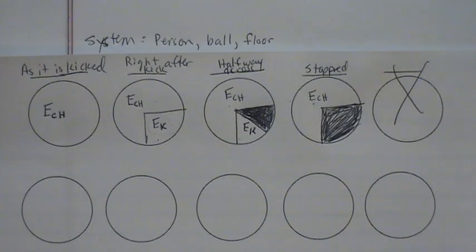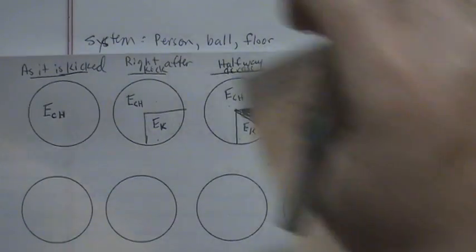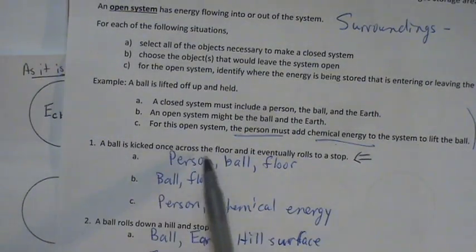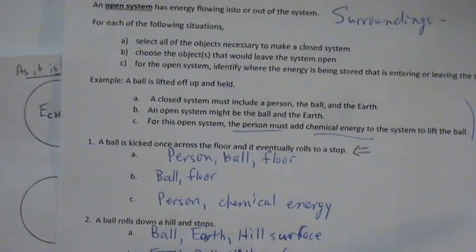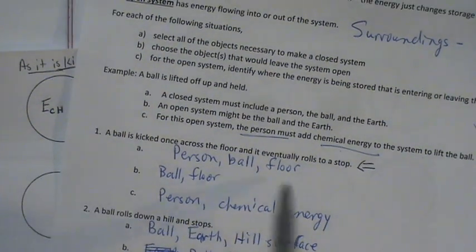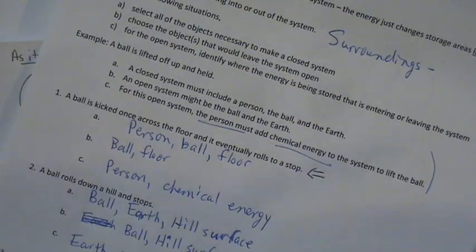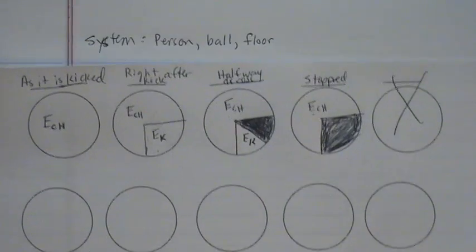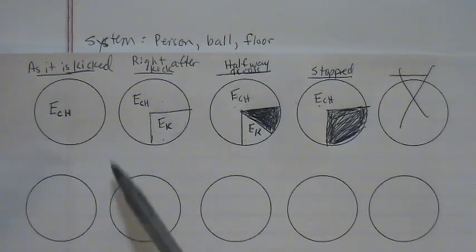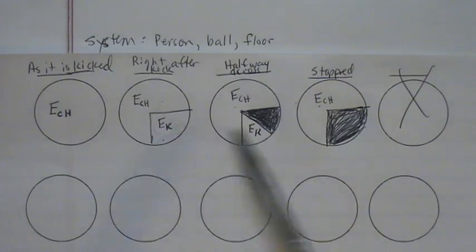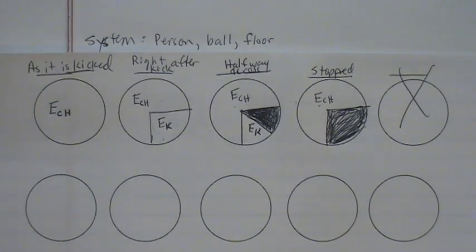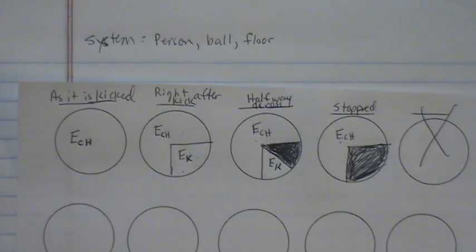So, for example number 1, on this other worksheet, where a ball is kicked once across the floor and eventually it rolls to a stop, with the person, the ball, and the floor being the closed system, this is what the energy pie charts would look like. All right. Now let's take a look at the LOL or the energy bar chart model.